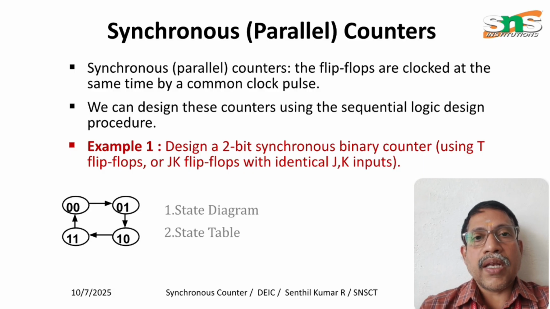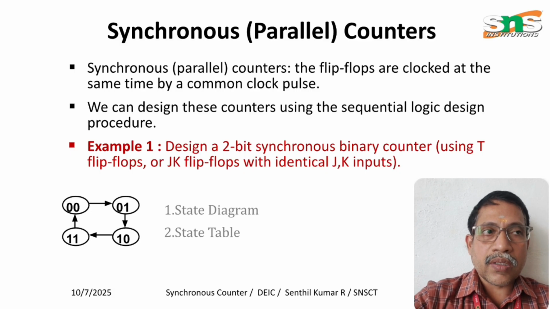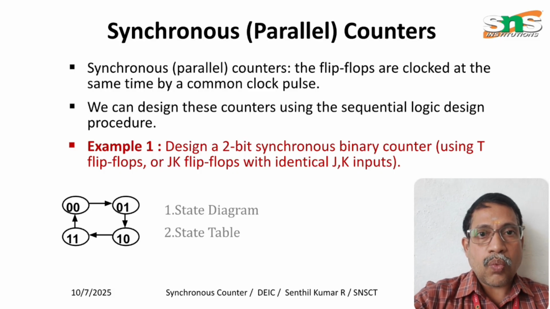Therefore, in the state diagram shown here on the left-hand side of the slide, 0 0 is given in a circle, which resembles a present state. When 0 0 is the present state, the next state is 0 1, given as an arrow mark. When 0 1 is the present state, the next state is 1 0. When 1 0 is the present state, the next state is 1 1. And when 1 1 is the present state, the next state is 0 0. It goes as a cycle, right? Only 4 possible states come into picture here.